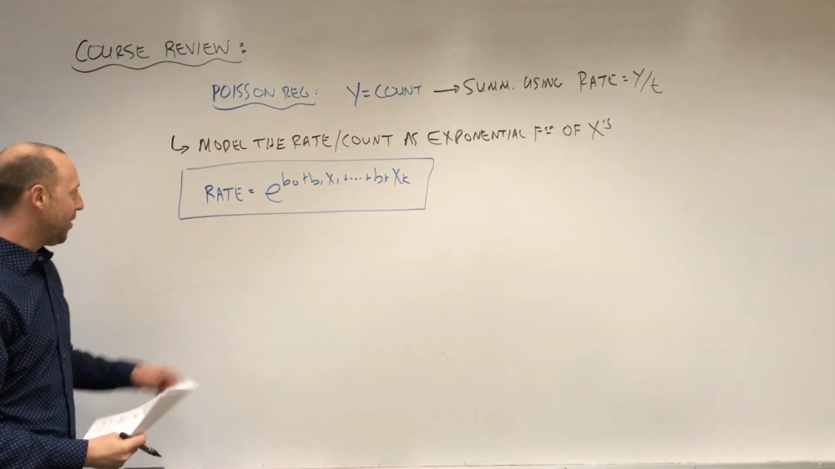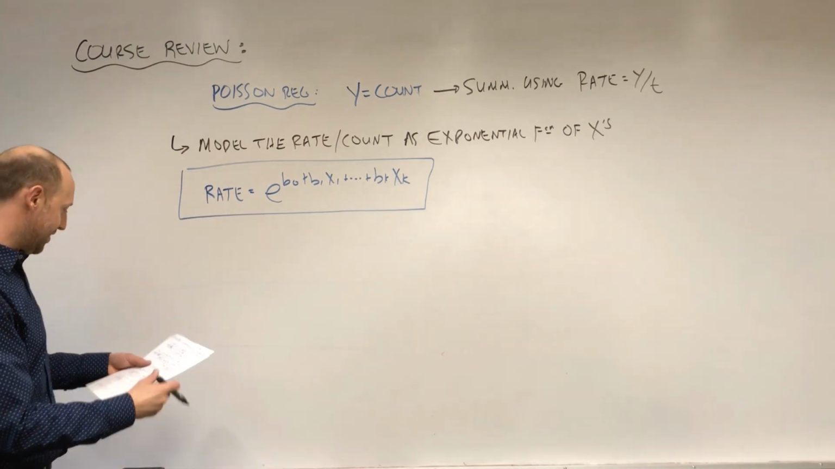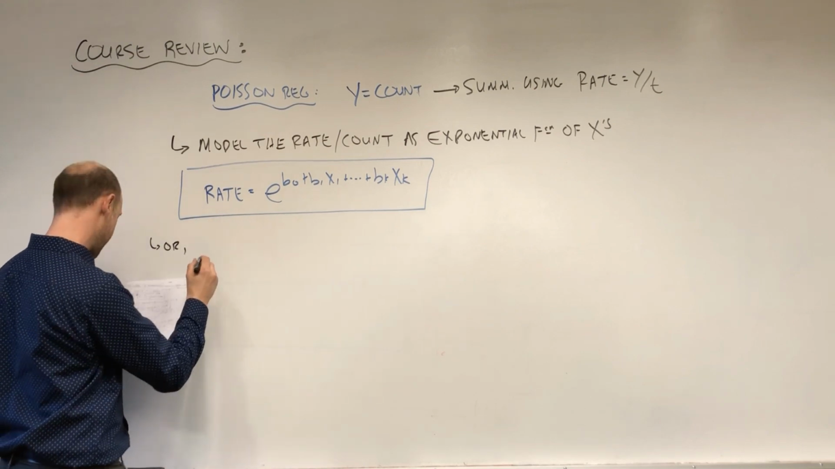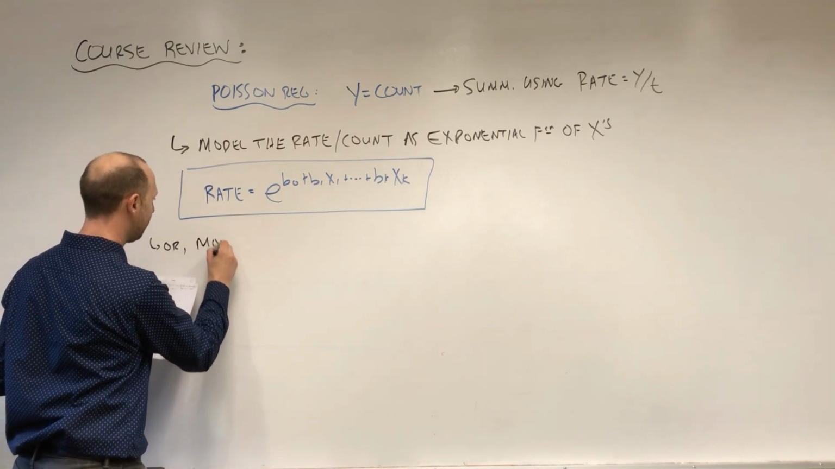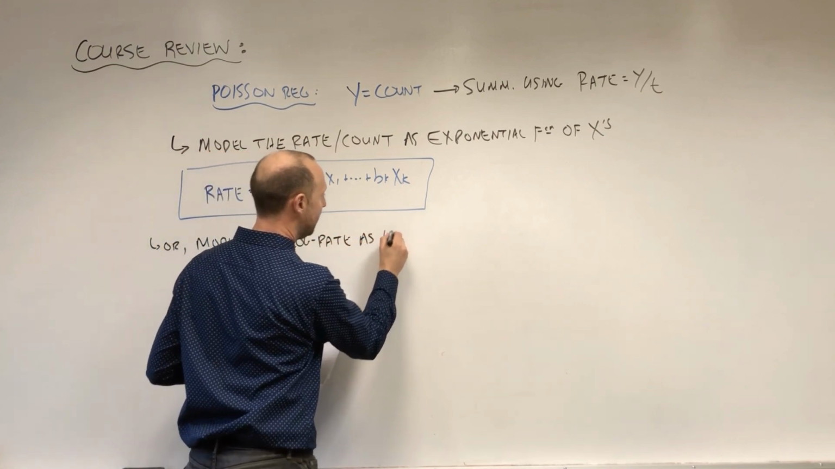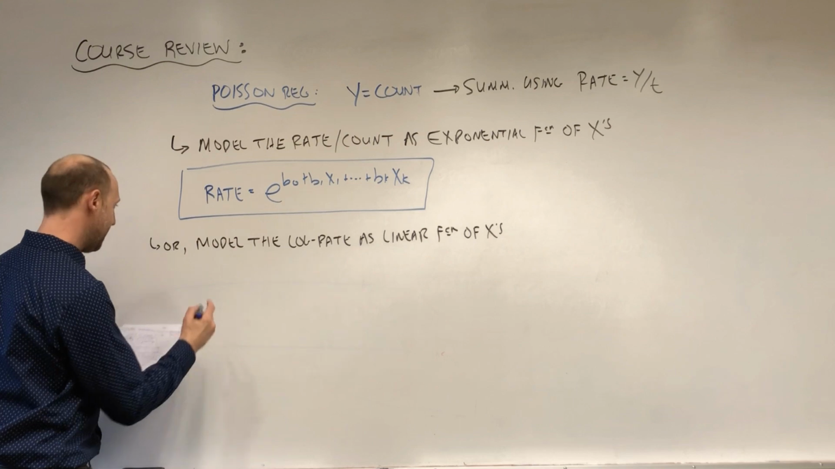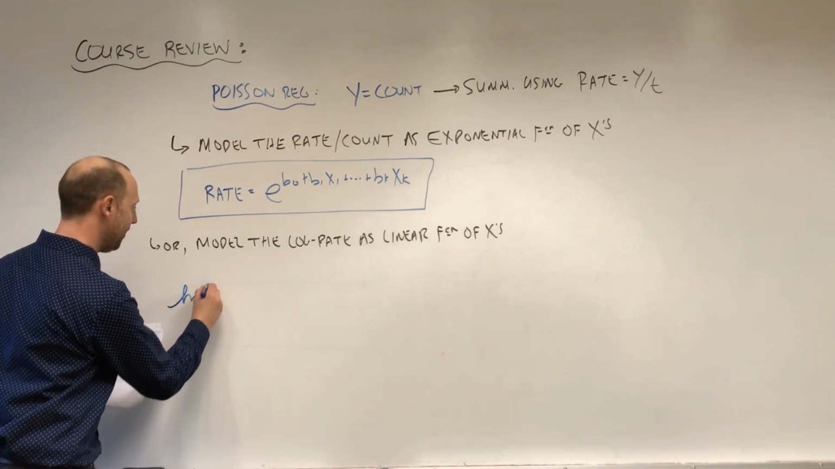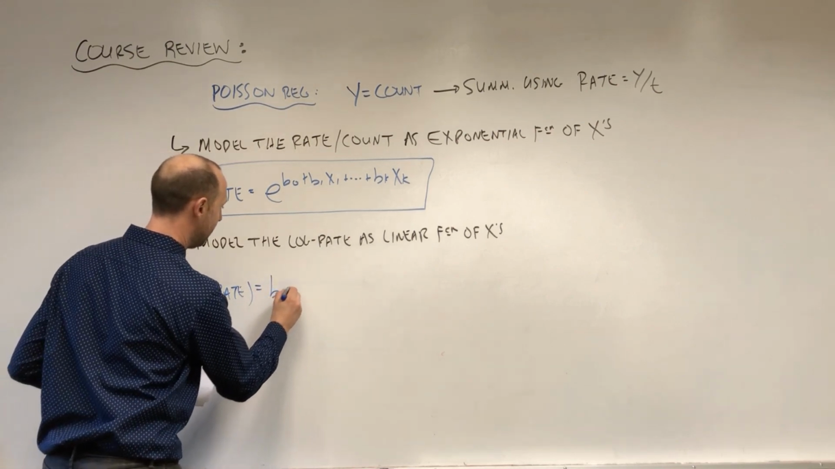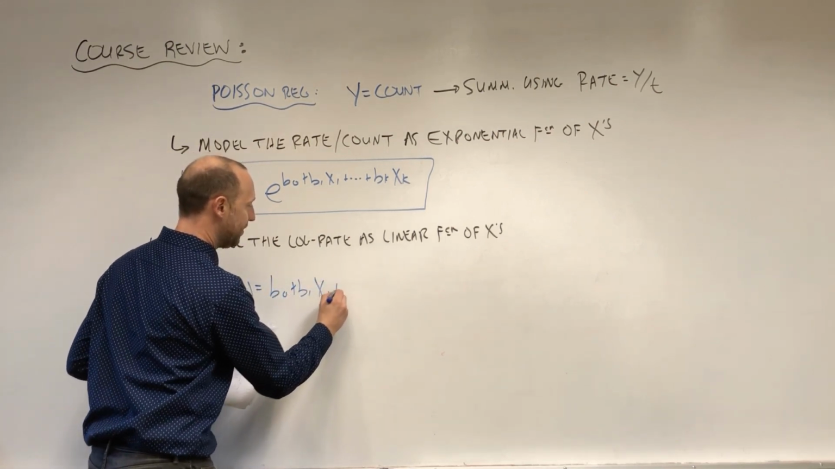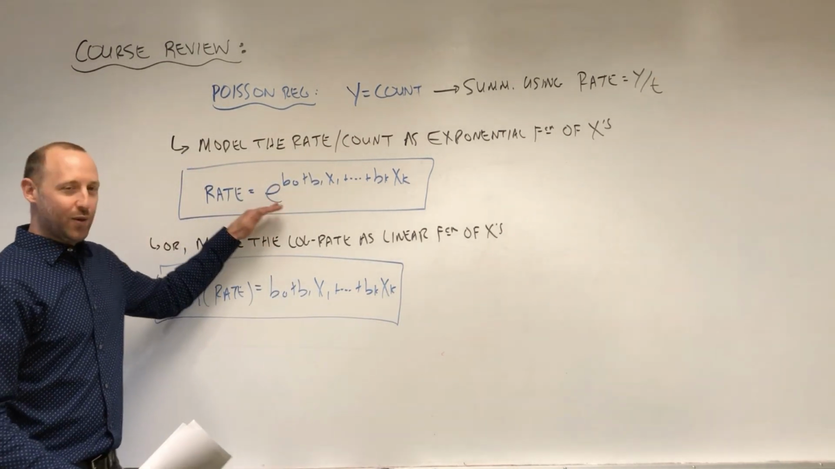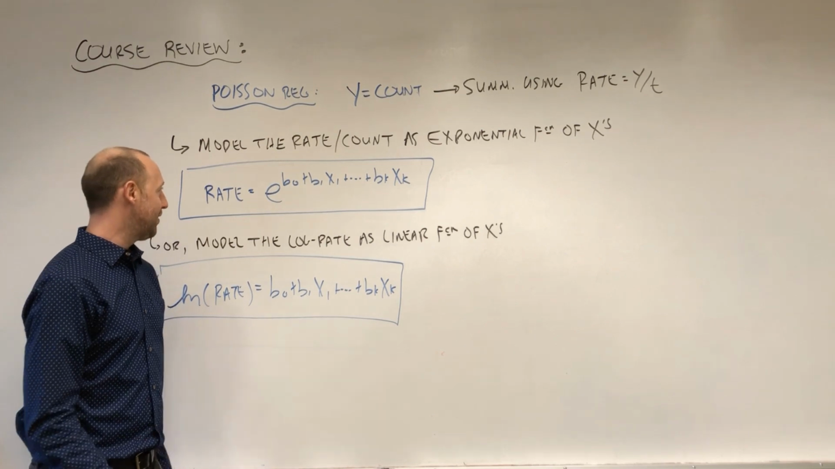So this is looking at the model on the scale of the rate at which events are occurring. Or we said we can also think of modeling the log rate. So we can model log rate as a linear function. Again, we're modeling the log of the rate at which events occur using a linear function of all the x variables. Okay, and again, at this point in the course, things are starting to look a bit repetitive and familiar.